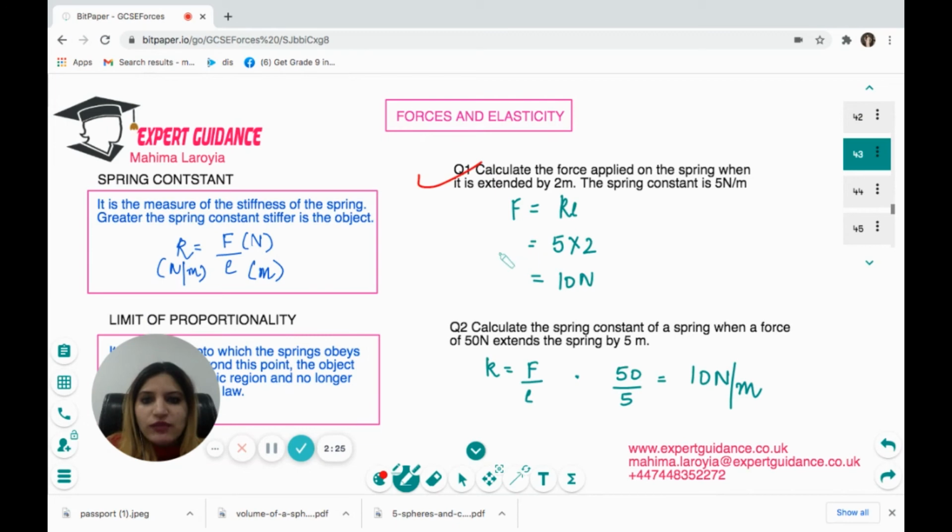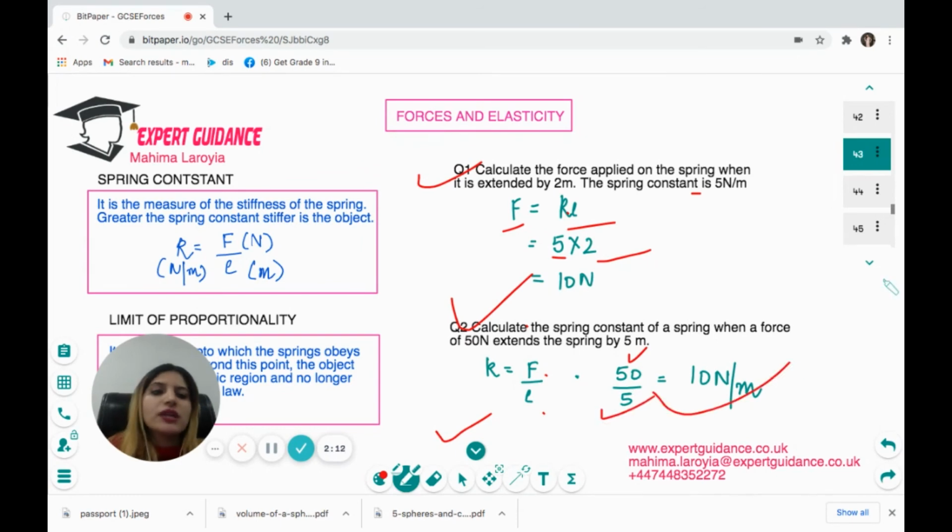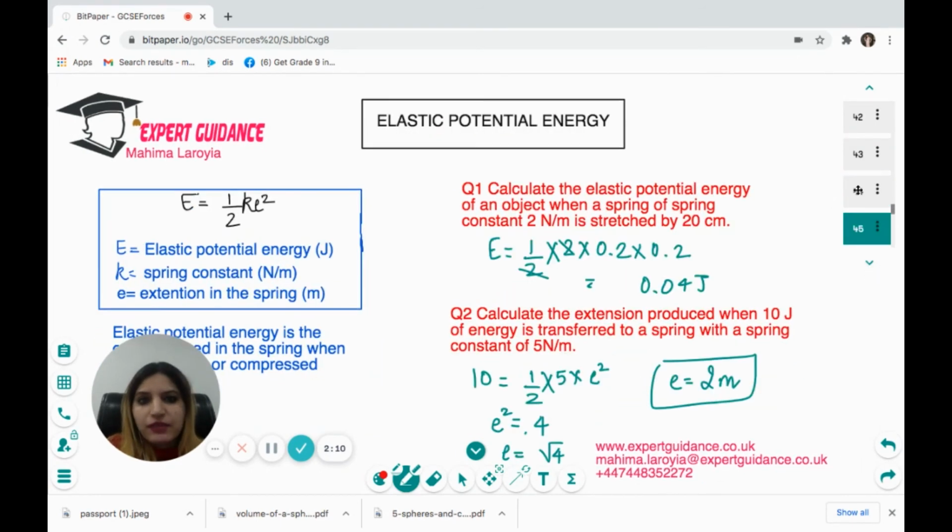So for the first one, we can use force equals k e. Our spring constant is 5, extension is 2, so the force becomes 10 newtons. And for k, we'll do force over the extension. Force is 50 newtons, extension is 5 meters, so our spring constant is 10 newtons per meter.